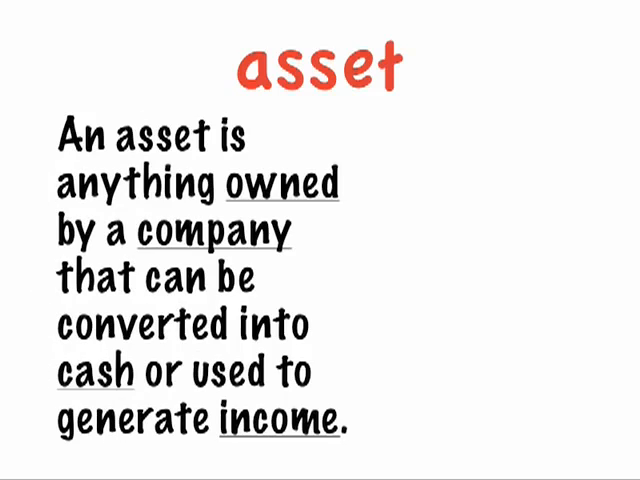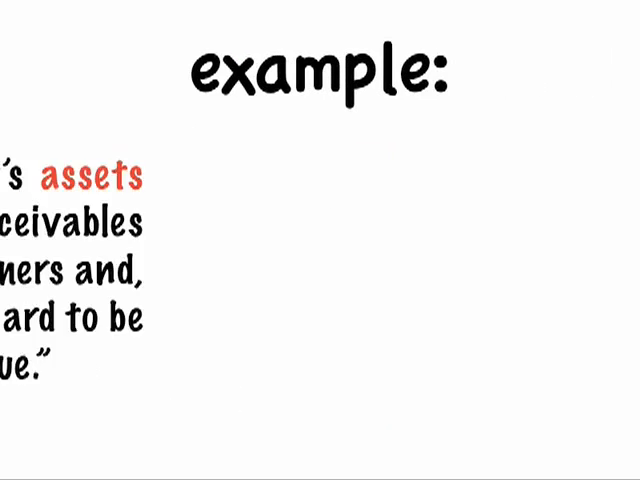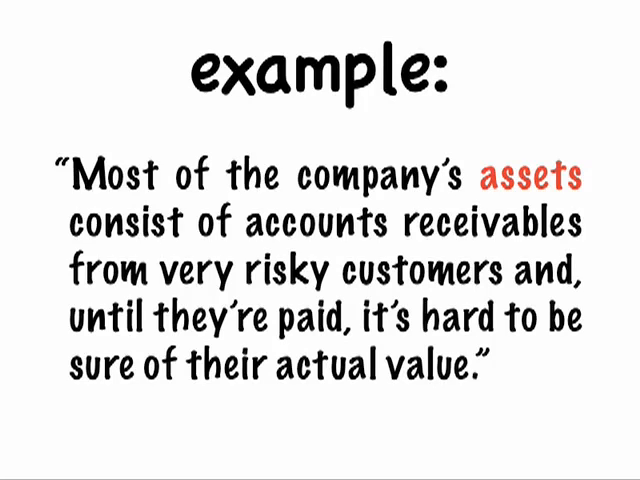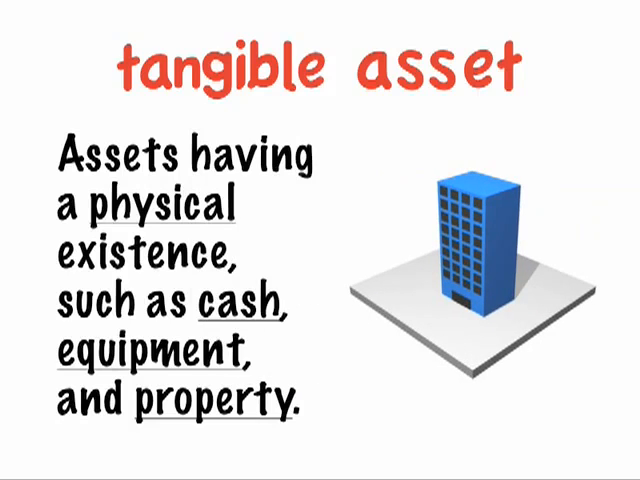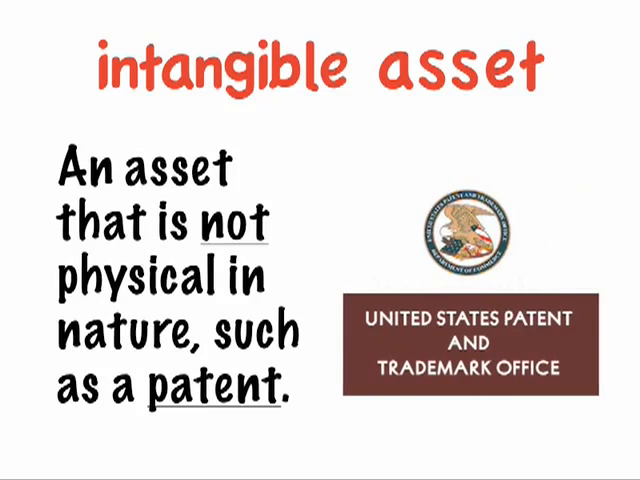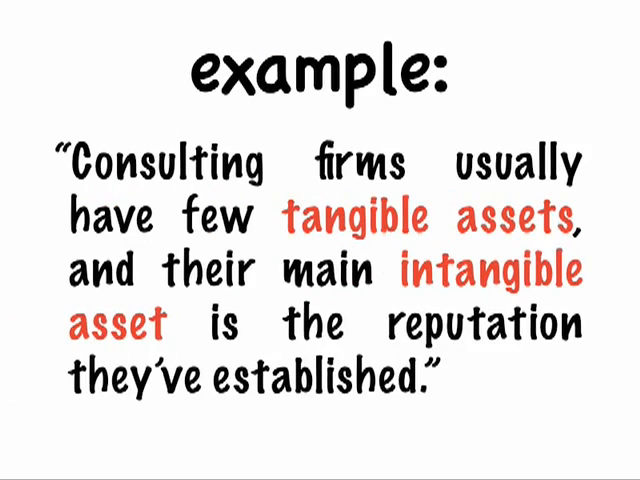Asset. An asset is anything owned by a company that can be converted into cash or used to generate income. Most of the company's assets consist of accounts receivable from very risky customers, and until they are paid, it's hard to be sure of their actual value. An asset may be tangible, like a building, or intangible, like a valuable patent or copyright. Consulting firms usually have few tangible assets, and their main intangible asset is the reputation they've established.